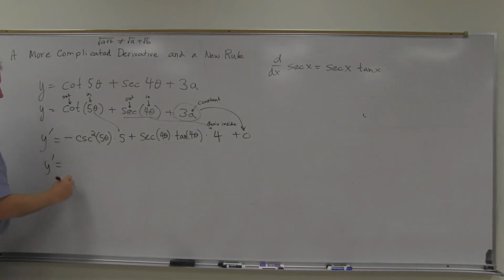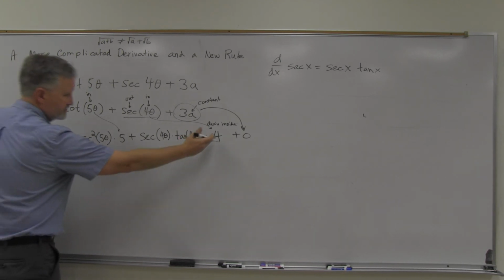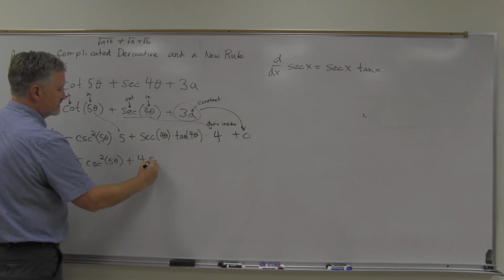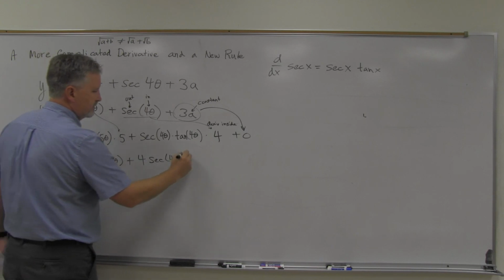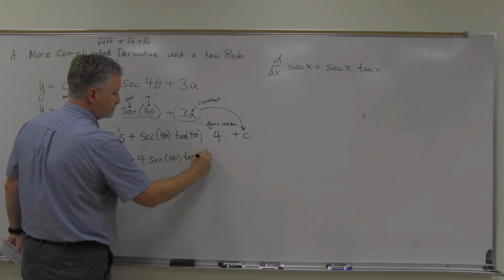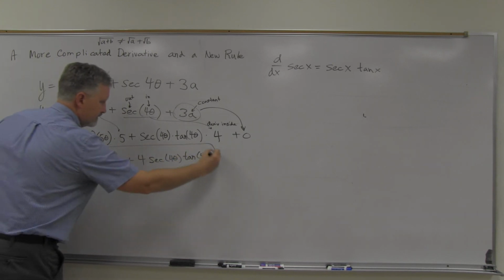So clean it up. Can't multiply the 5 because it's 5 thetas and the cosecant squared there. So let's just make it minus 5 cosecant squared 5 theta plus, usually I write the number first, so it'll be 4 secant 4 theta tangent 4 theta. I guess I don't have to write the parentheses either. I don't want to. I'll leave them in there. And then plus 0. That's it. That's my derivative.